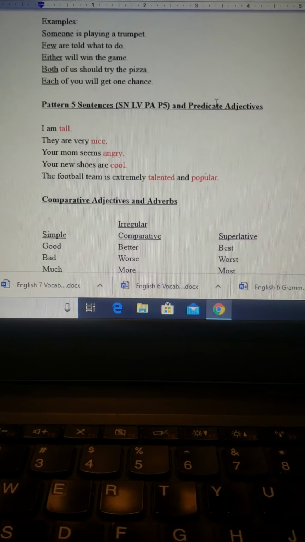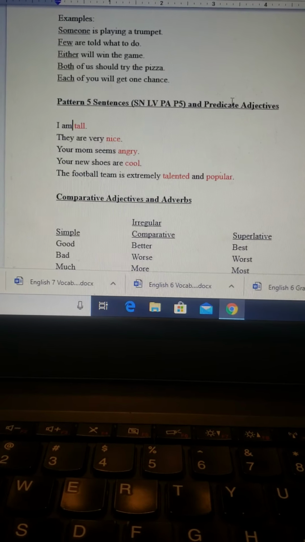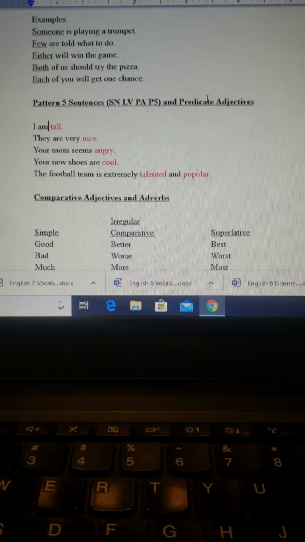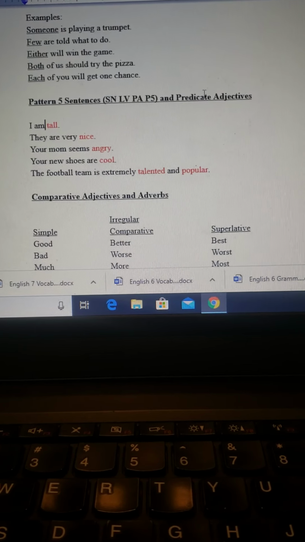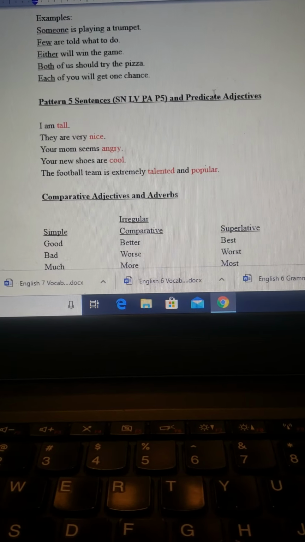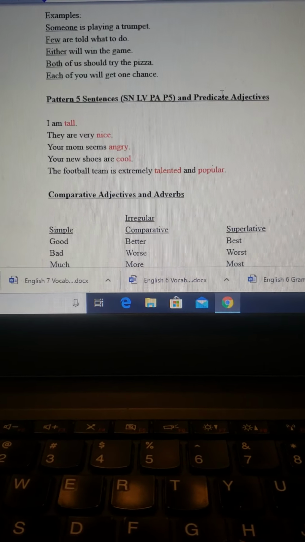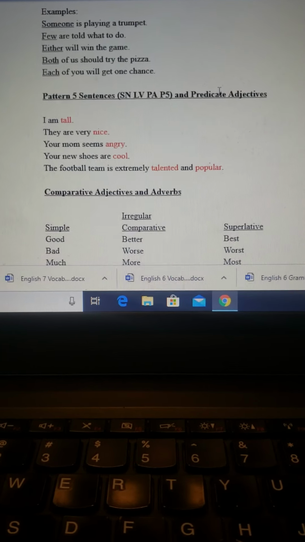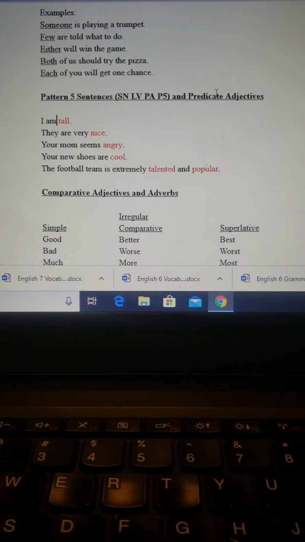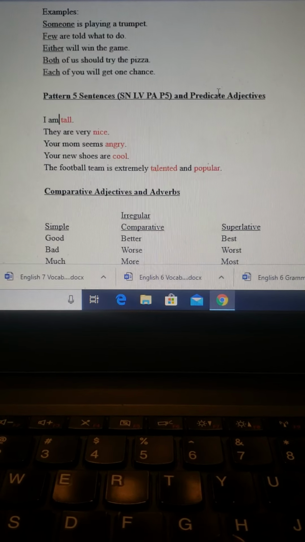If it said I kicked Jim, poor Jim, that would be a pattern 4 sentence, right? Subject, noun, verb transitive, direct object, and so on. Actually, I think that's pattern 3. I think pattern 4's got indirect object. But anyway, it's a sentence with a subject, a verb, and a direct object. If I say I kicked Jim, because it's an action verb, kick is an action. This is the same thing, except we have a linking verb instead.